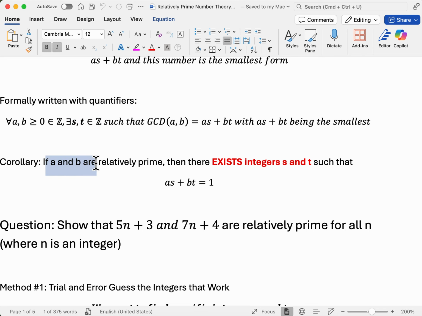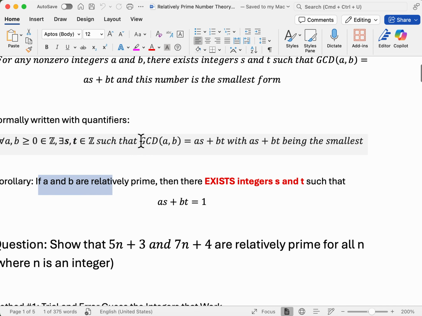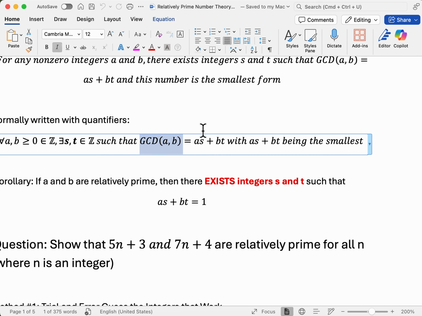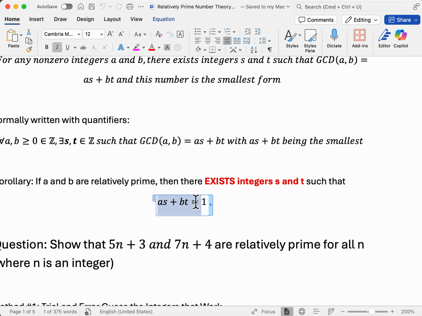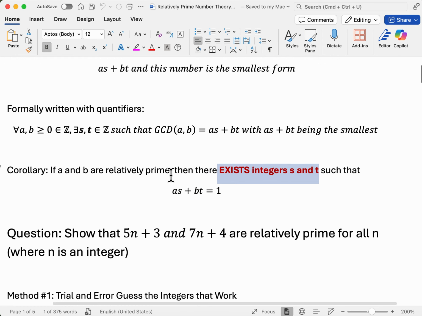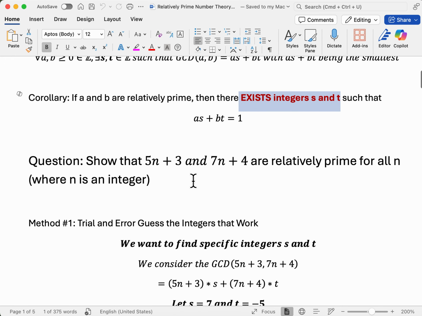And I'm going to say without proof that there's a corollary. If they are relatively prime, then the greatest common divisor is essentially 1. So this linear combination equals 1 for a particular s and t that we need to find. Now, the question of interest: show that 5n plus 3 and 7n plus 4 are relatively prime for all integers n.